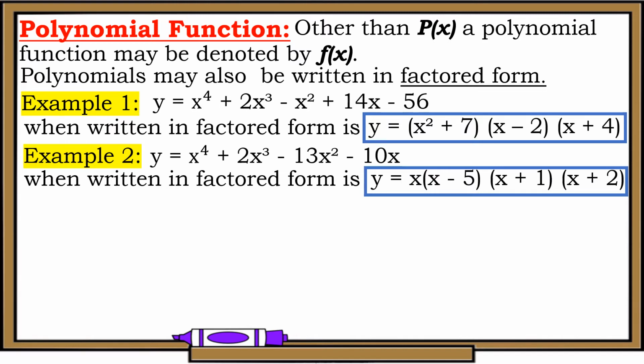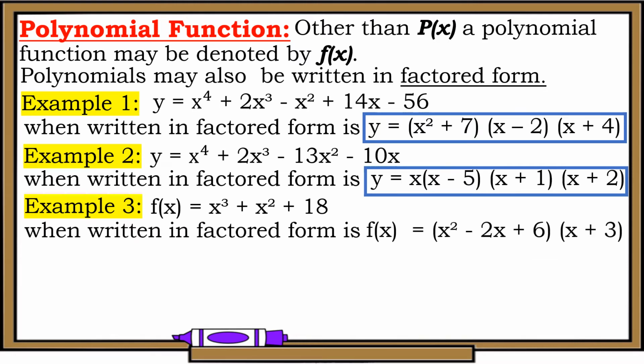Ganun din sa example number 2. 4 ang factors. Ang factors niya ay x, x minus 5, x plus 1, and x plus 2. Ibig sabihin, this is of the 4th degree. Next example. F of x is equals to x cubed plus x squared plus 18. The factors are f of x is equals to x squared minus 2x plus 6 times x plus 3. Nung hindi pa natin siya na factor, the highest exponent is 3. So, obviously, this is of the 3rd degree.